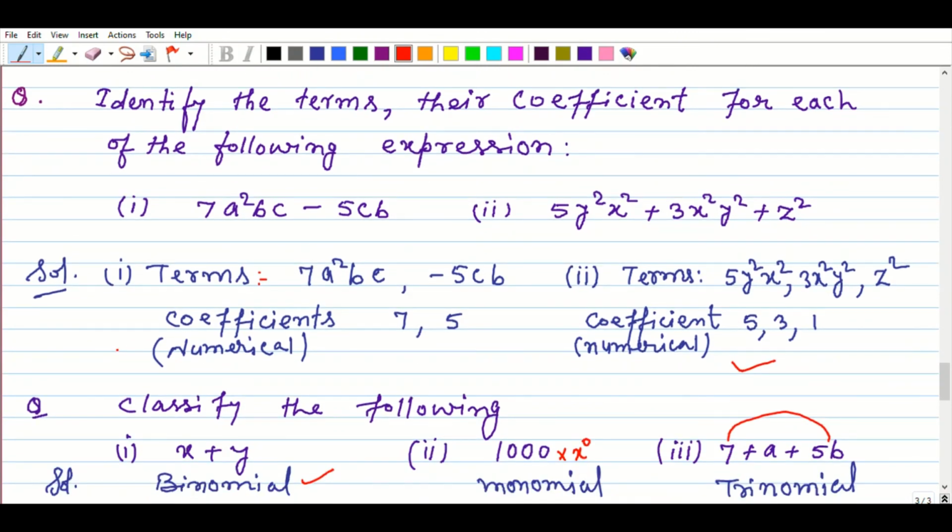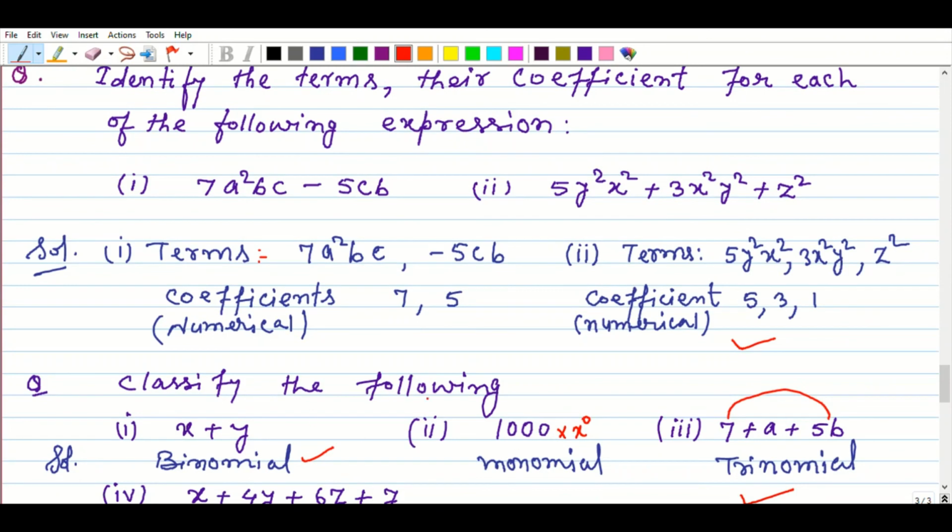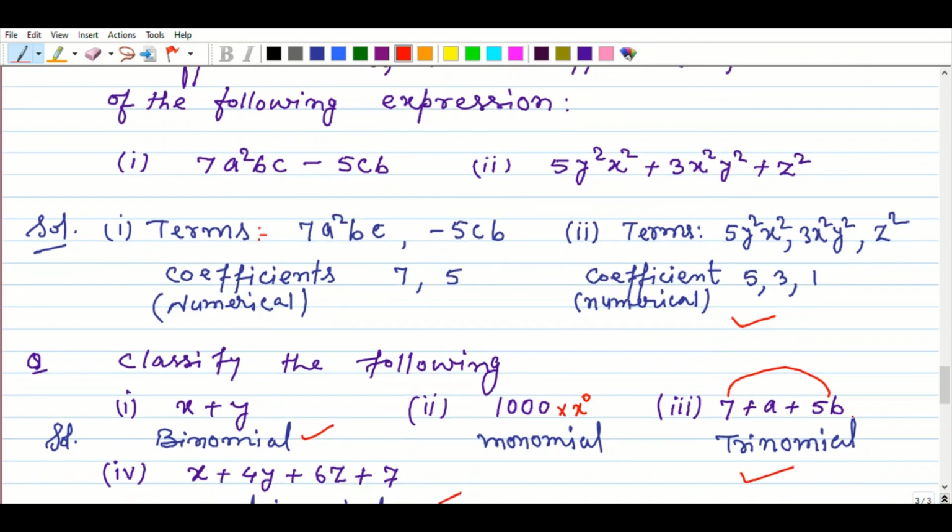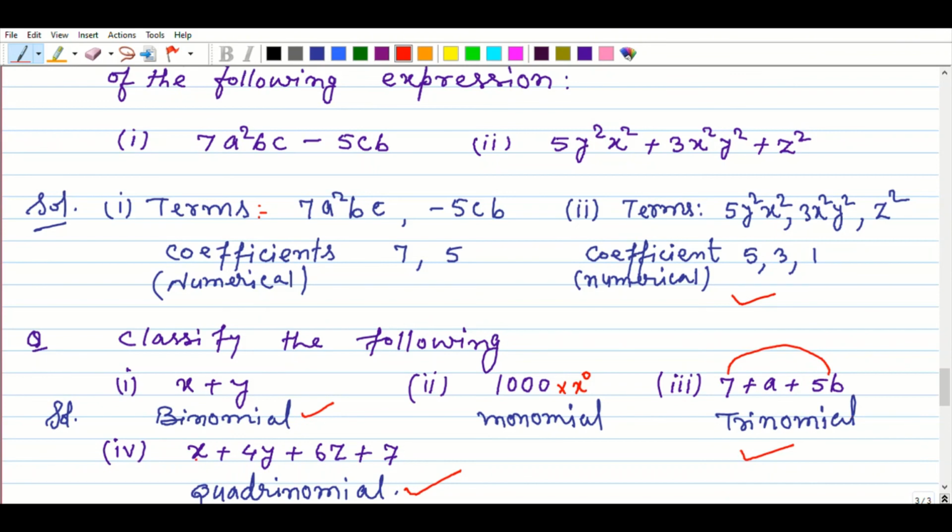The next question I have taken here: classify the following. x plus y, it is a binomial, two terms contained. 1000, it is a monomial, right? It is an expression. Here is a trinomial, three terms, 7 plus a plus 5b, it is a trinomial. And here are four terms contained in this algebraic expression, which is known as a quadrinomial.